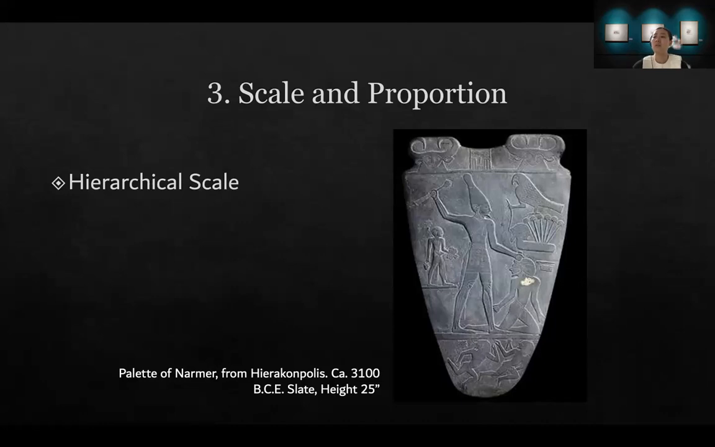So now let's focus on the size of the figures. So Narmer is obviously larger than other figures in this palette, right? Because Narmer is the important figure. That is hierarchical scale. So artists can use the size to indicate the relative importance of figures or objects in a composition. So almost always, larger means more important and smaller means less important.